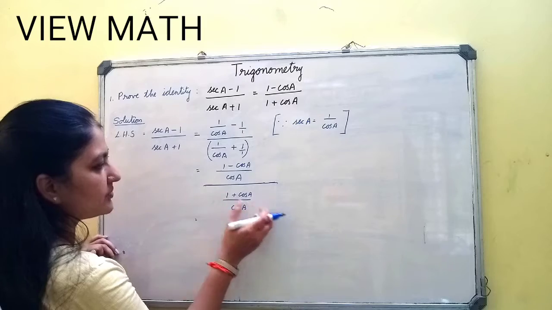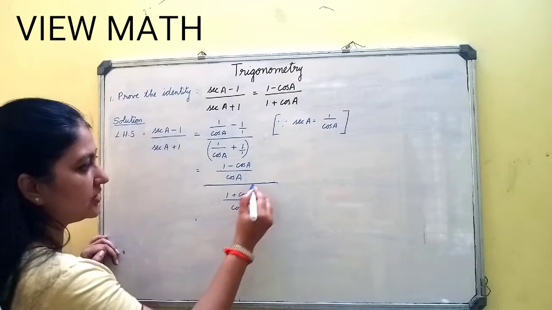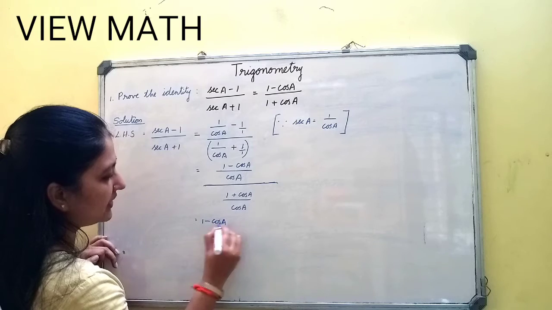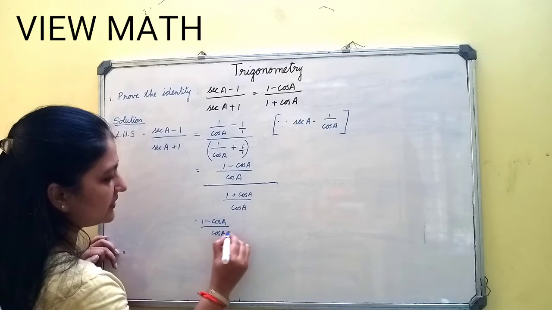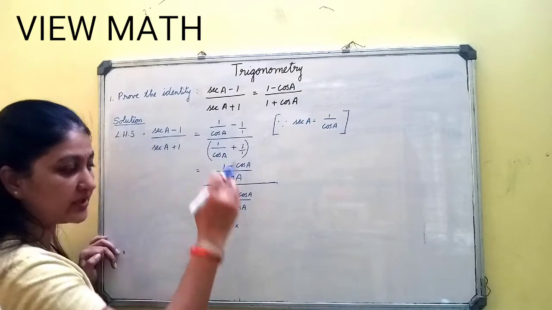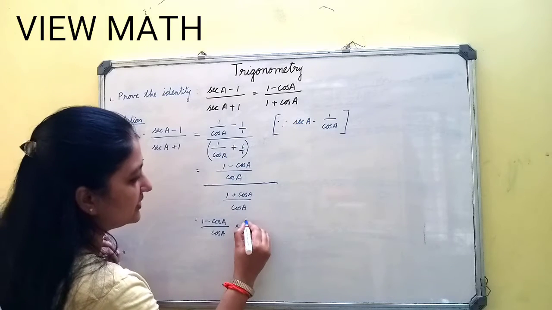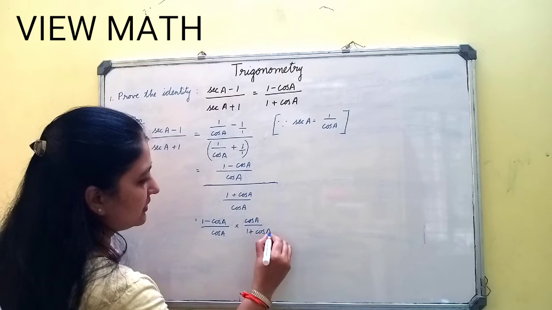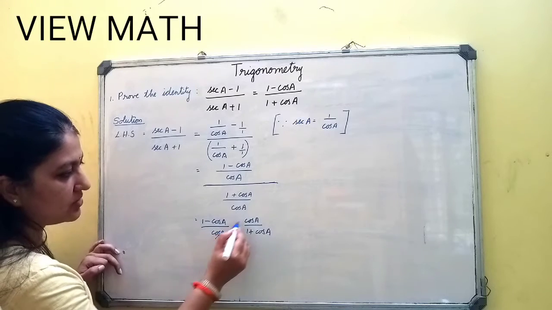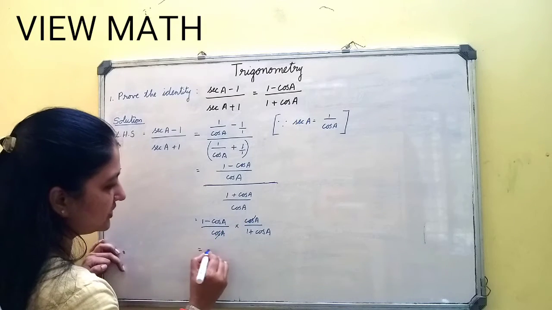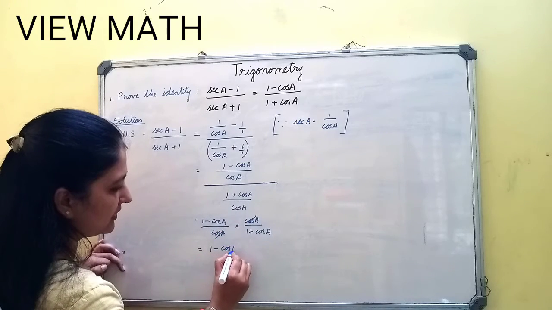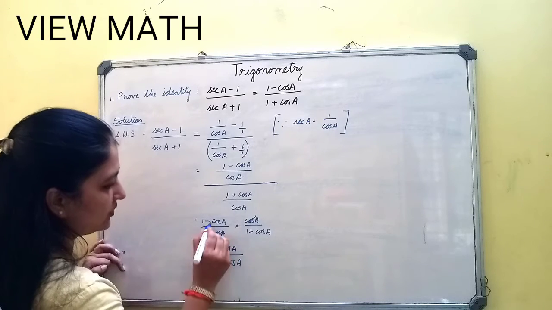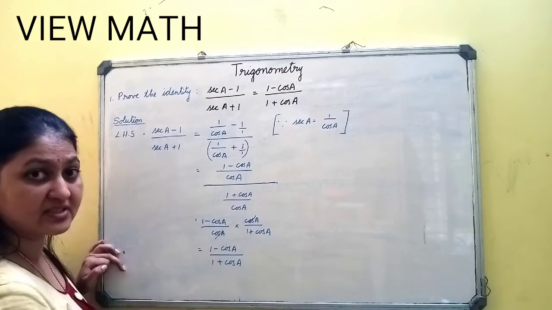You know that when this comes to the numerator, it becomes reciprocal and you have to put a multiplication sign. So (1 minus cos A) by cos A into, I'm going to take this to the numerator, so I have to write it in the reciprocal way. So cos A by (1 plus cos A). Now I can cancel this cos A and this cos A. So this is equal to (1 minus cos A) by (1 plus cos A).